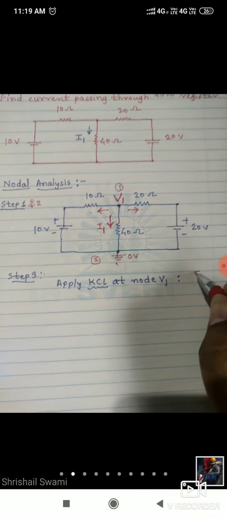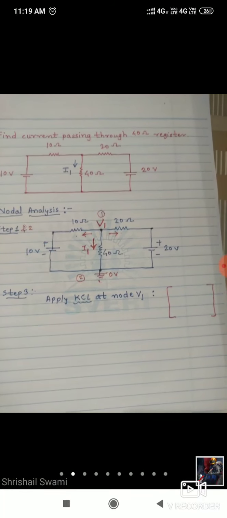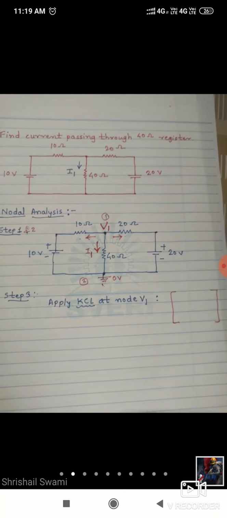What is the property of current? It always flows from higher potential to lower potential.